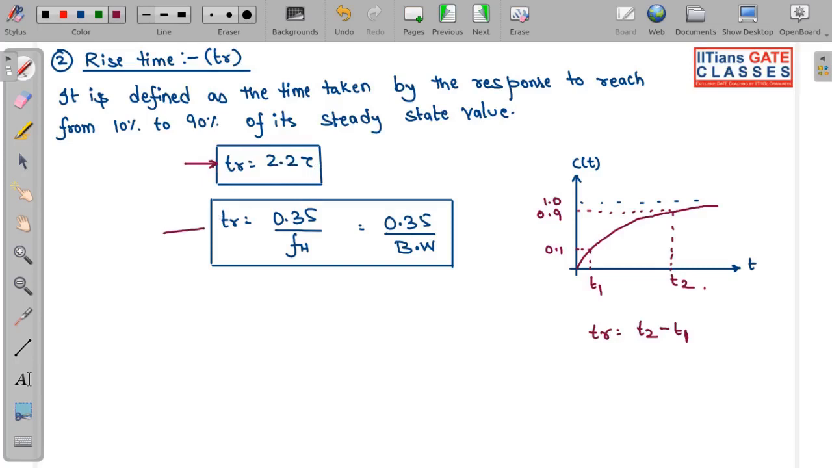And one more important concept we have over here is that rise time is inversely proportional to bandwidth for a first order system, and rise time is equal to 0.35 divided by the high cutoff frequency, which for a low pass filter is the bandwidth. So the frequency response of your low pass filter looks something like this.